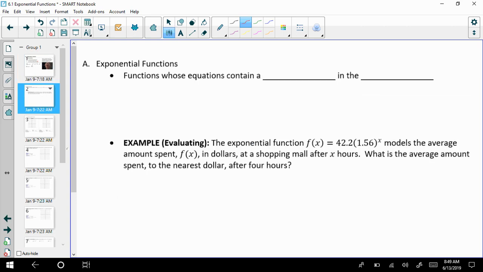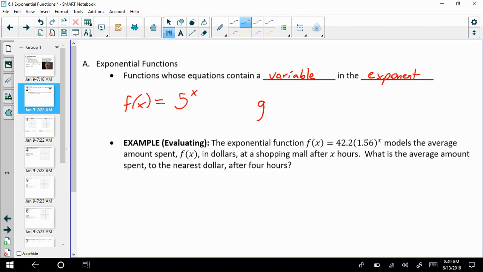So, what is an exponential function? Well, it's a function whose equation contains a variable in the exponent. Up until now, all of our functions, we've had numbers as the exponents. Exponential functions will have variables as their exponents. So what do I mean by this? Well, it could be something like this. f of x equals 5 raised to the x. Notice a variable is the exponent. So that's what makes this exponential.